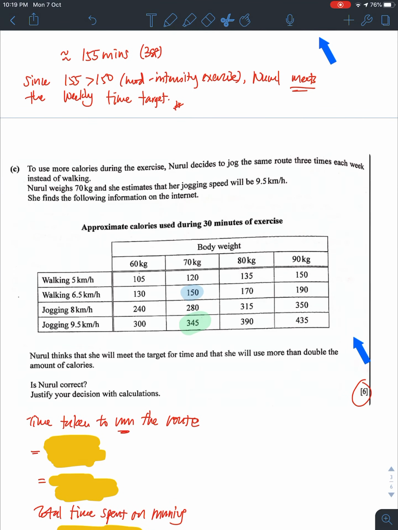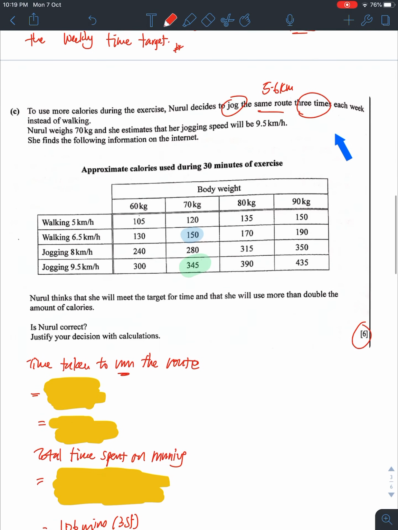So in this case, if you read on, the question said that instead of walking, she decides to jog. So she jogs the same route, so we are looking at 5.6 km. How many times a week? 3 times a week, so same as the amount of time she spent walking. We are also given her weight, which is 70 kg, and she estimates that her jogging speed will be 9.5 kilometers per hour.